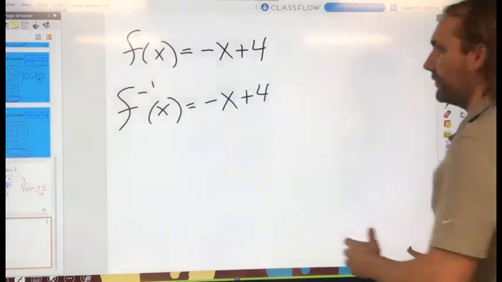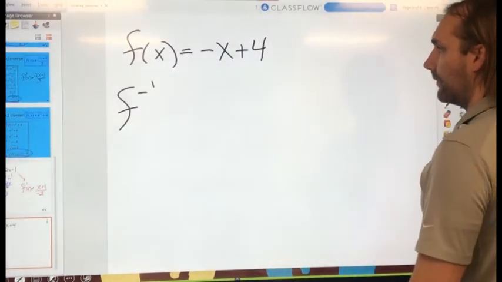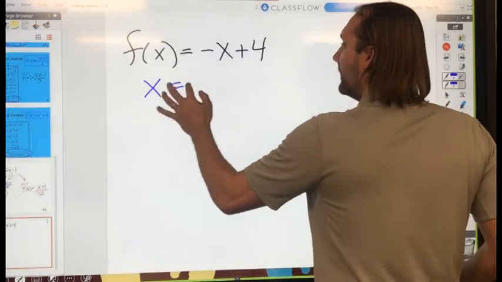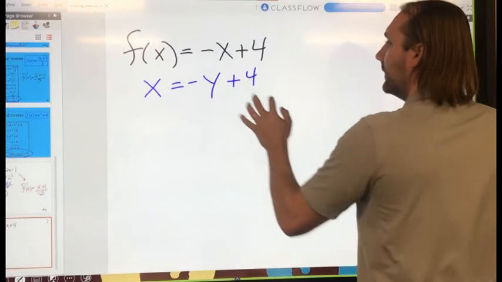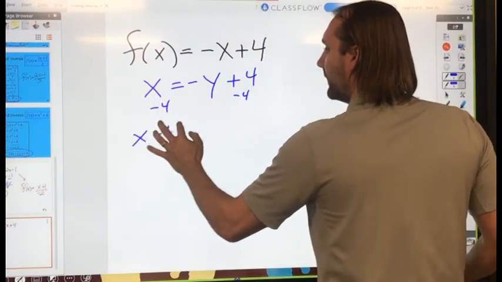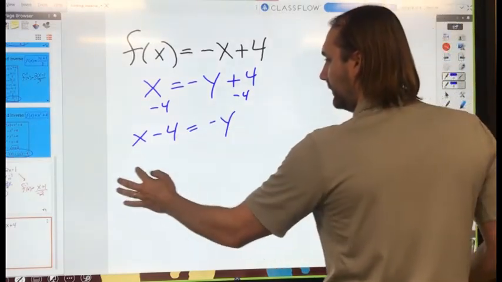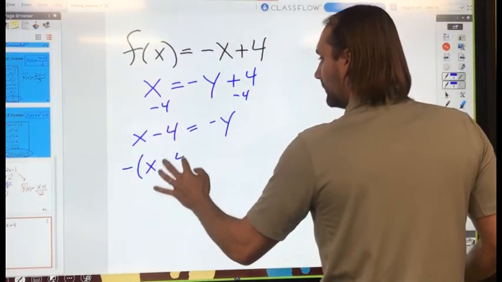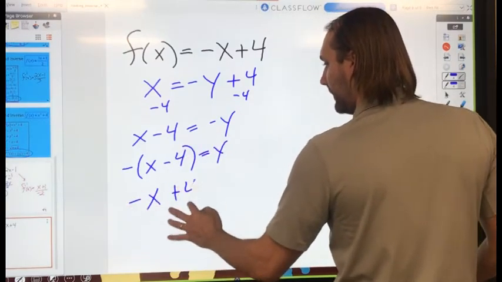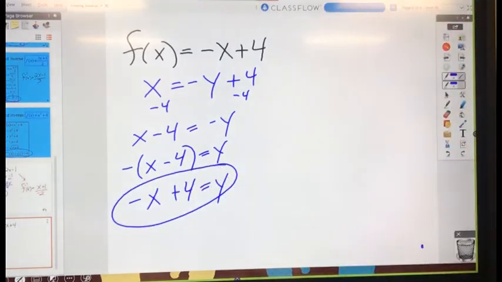So let's solve this traditionally. I'm going to flip the x and the y. So this is x, and this could be a negative y plus 4. So solving, I'm subtracting 4. X minus 4 equals negative y. Multiply by a negative 1, and it equals negative x plus 4 when I distribute. That's the inverse. It's the same thing.